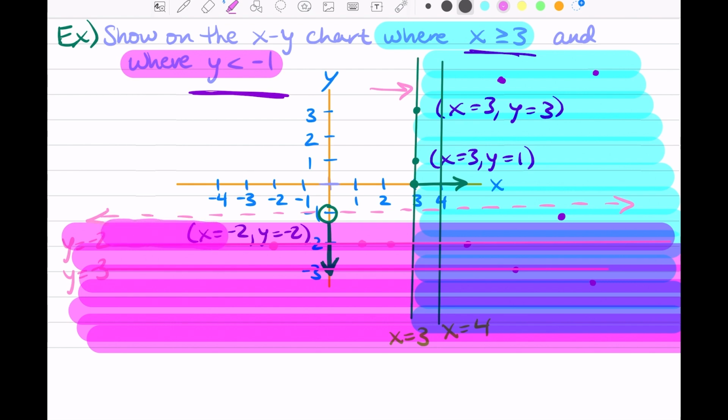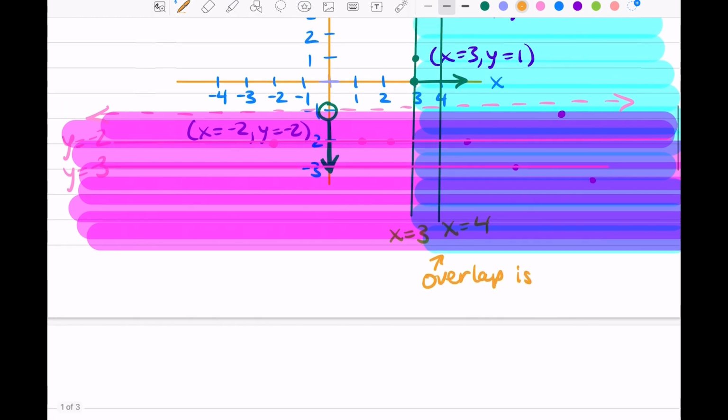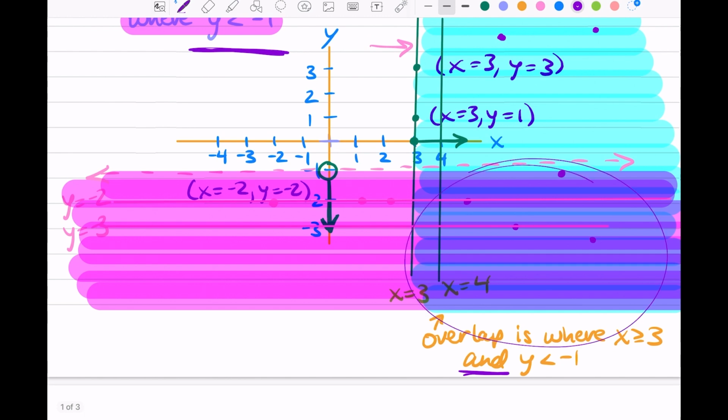Let me shade that just a little more up to the line. Our blue region is where x is greater than or equal to 3, and this overlap is where both are true, where x is greater than or equal to 3 and y is less than -1. That overlap region right here, where you see the colors overlapping, is where both of them are true.